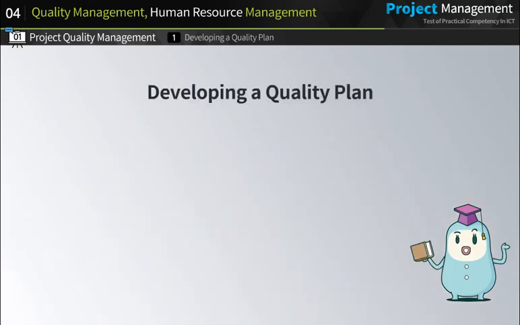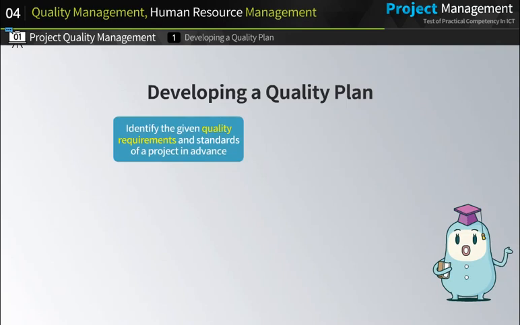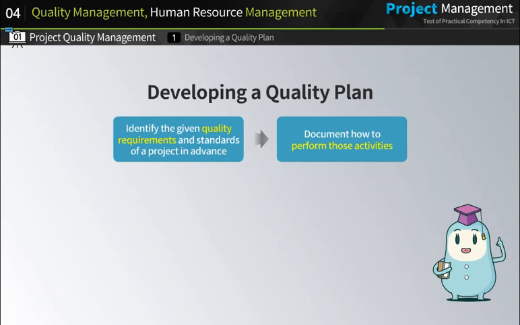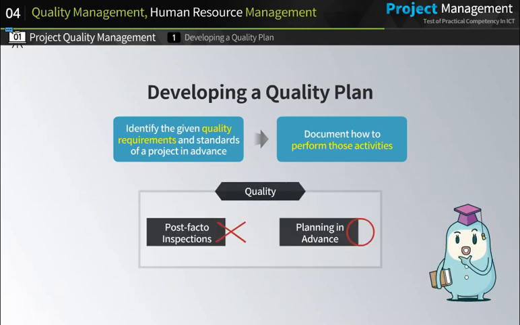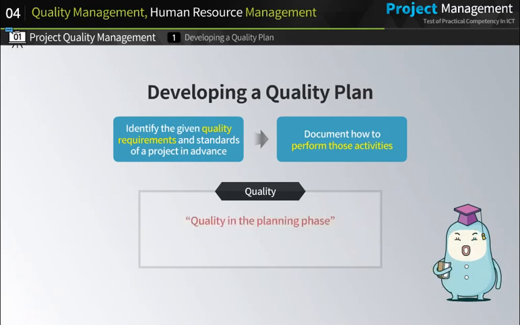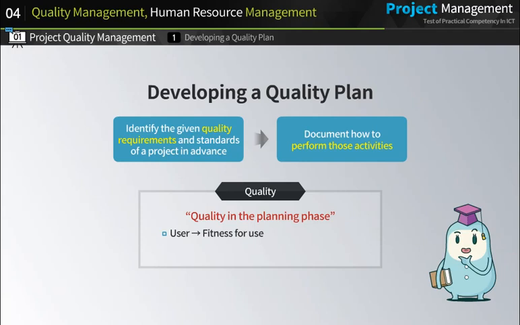First, let's take a close look at quality plan, one of the 3 pillars of project quality management. Developing a quality plan refers to a set of document creation activities to identify the given quality requirements and standards of a project and to define how to perform those activities. The project quality management should be planned in advance, rather than depending on post facto inspections. Quality control begins in the planning phase. Quality is defined as fitness for use from the user's perspective, and conformance to specifications from the developer's perspective.